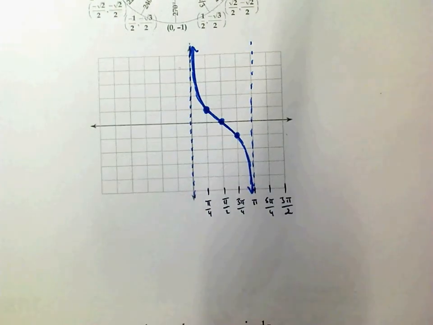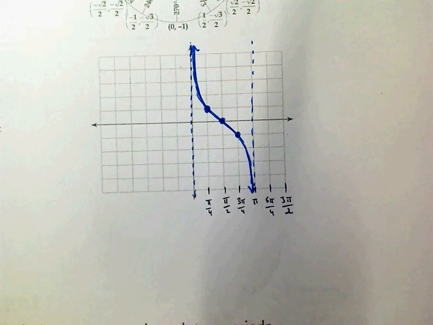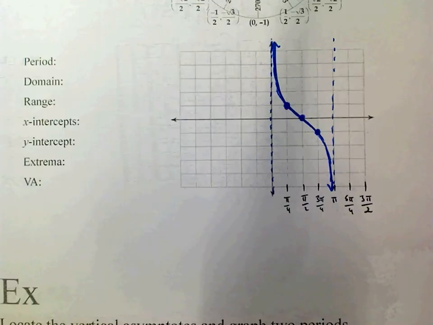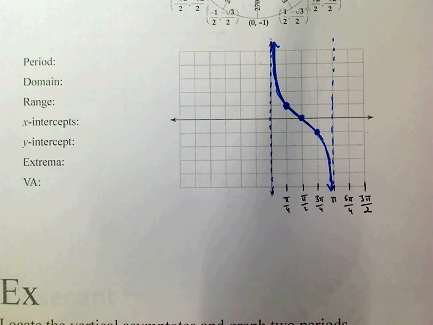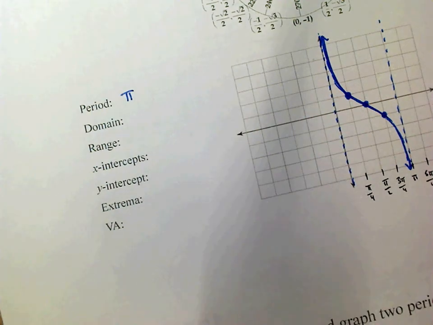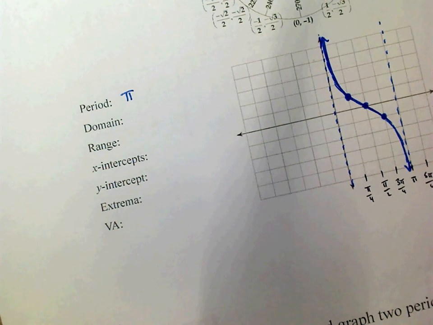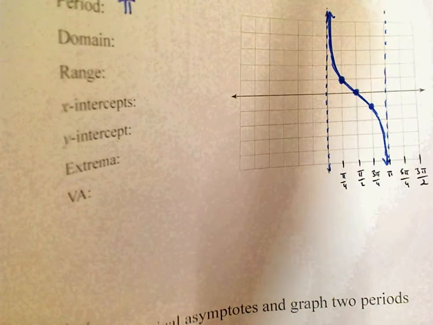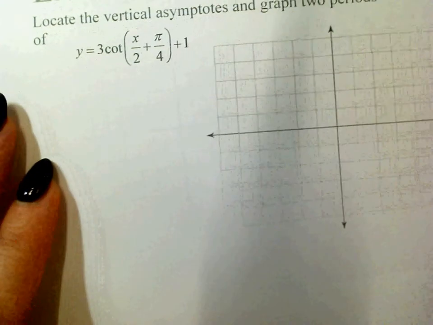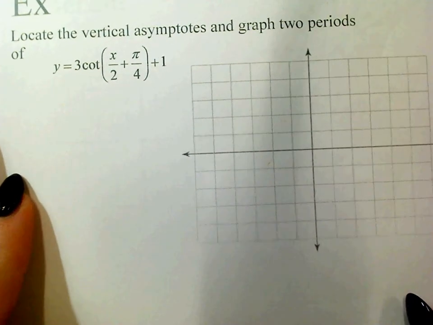That's good enough for this. What's the period? Pi again. So the period is pi. We don't need to go through all that, do we? Okay. So let's do one more graph and be done. So I'm going to write down 3 cotangent of x divided by 2 plus pi over 4 plus 1.